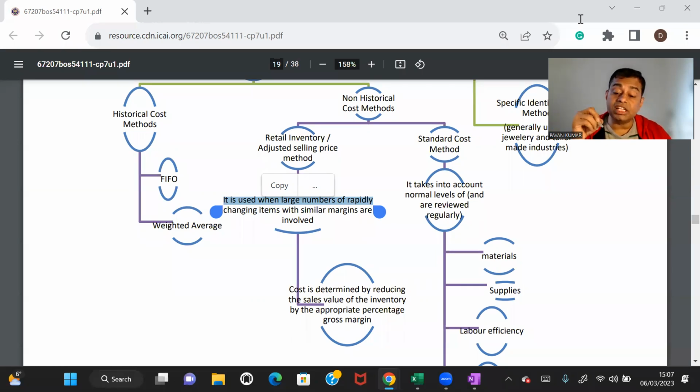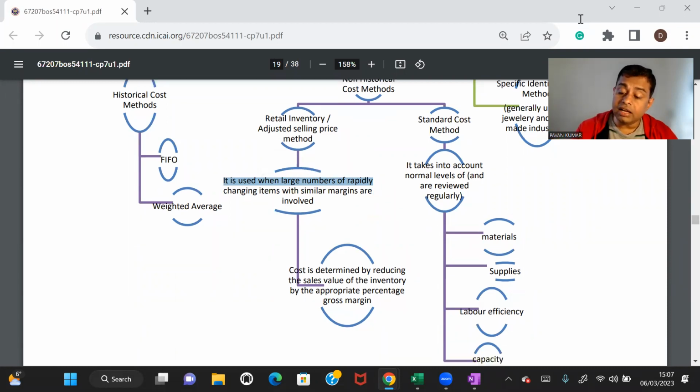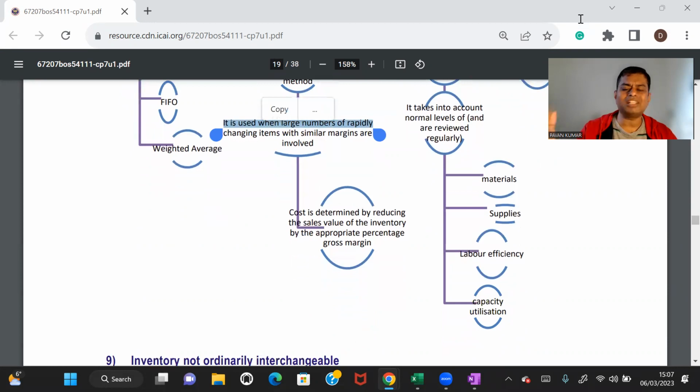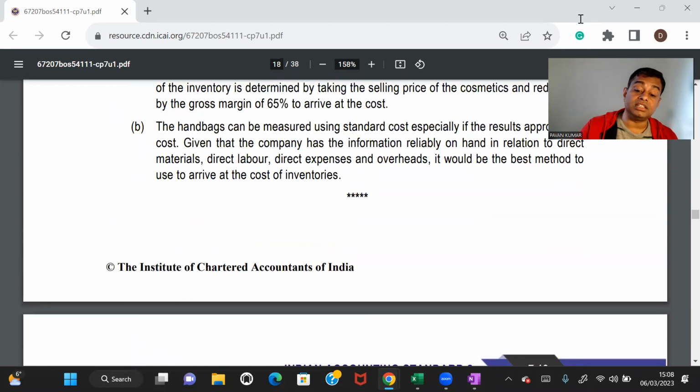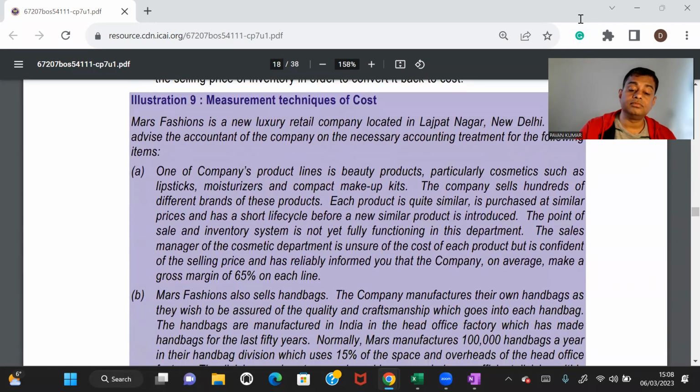Then when the standard cost method is used, it takes into account normal levels of inventory and is reviewed regularly. Materials, supplies, labor efficiency, capacity utilization. These are the four parameters they have given, but it doesn't matter. When you read this chart and then go to the previous question, you understand what it is. Question number 9. So note it as important.